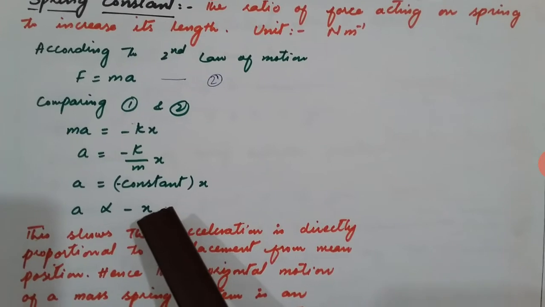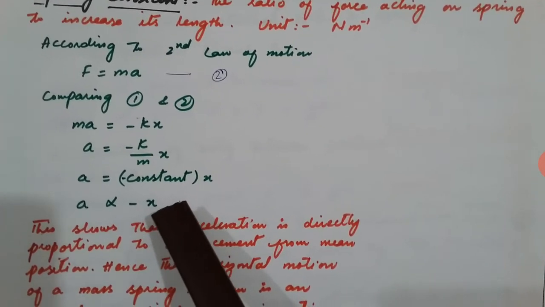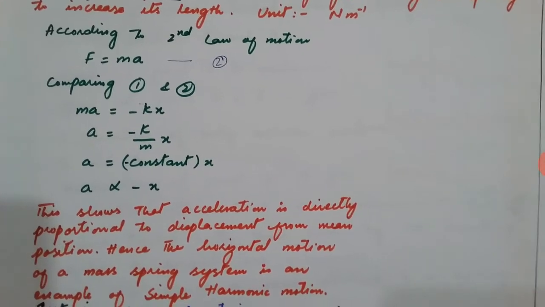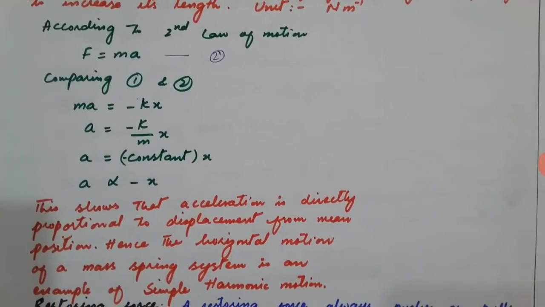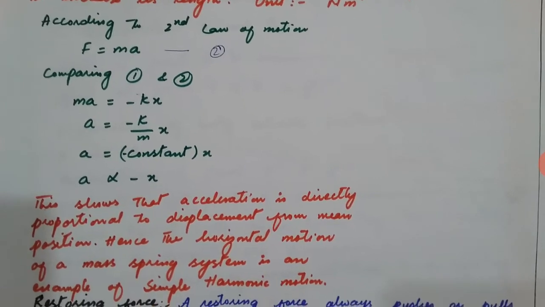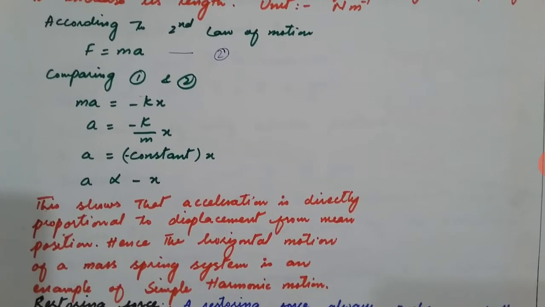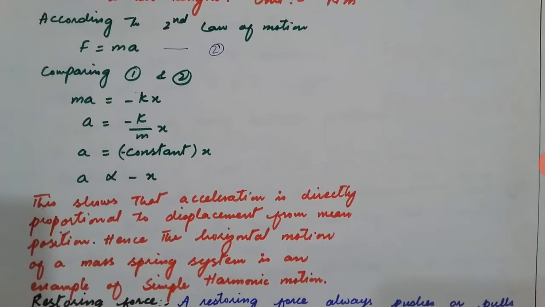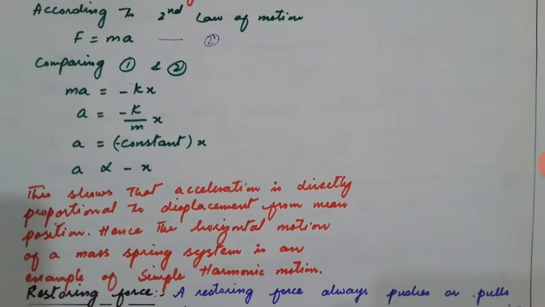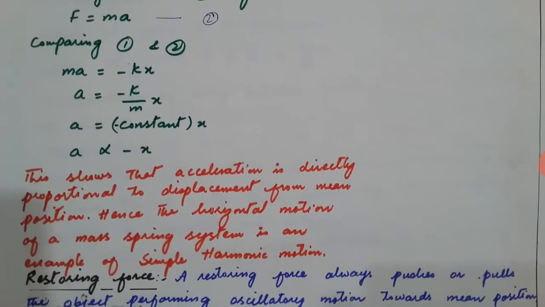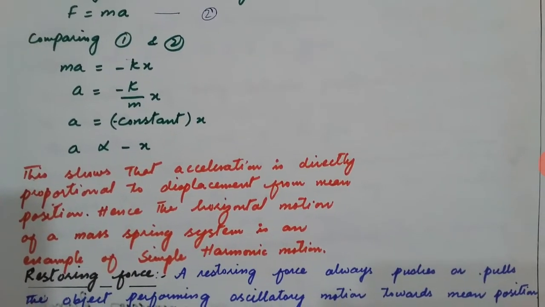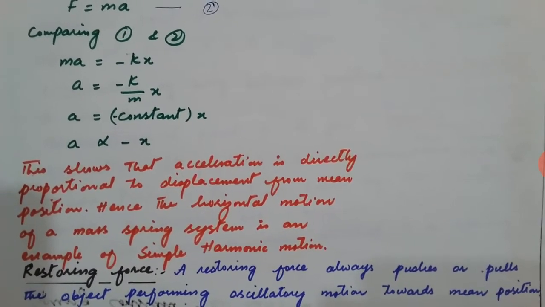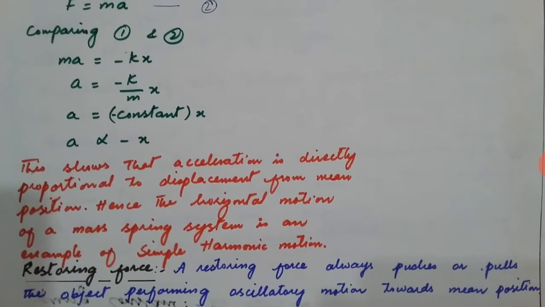Definition of simple harmonic motion: this shows that acceleration is directly proportional to displacement from the mean position. Hence, the horizontal motion of a mass spring system is an example of simple harmonic motion. Definition of restoring force: a restoring force always pushes or pulls the object performing oscillatory motion towards the mean position.